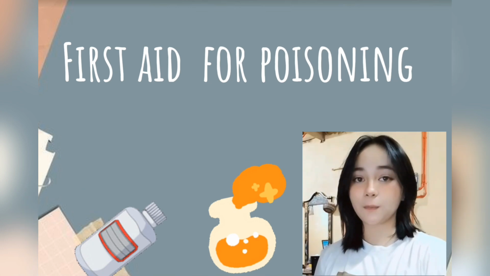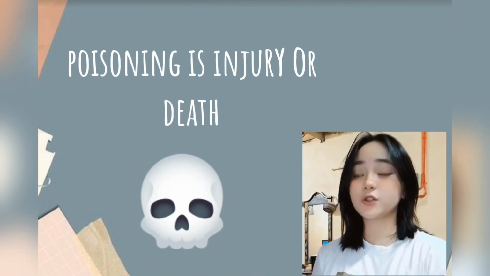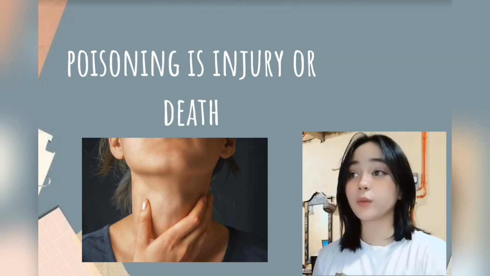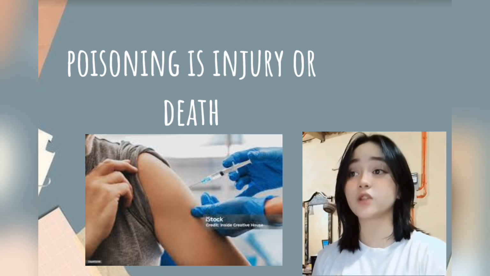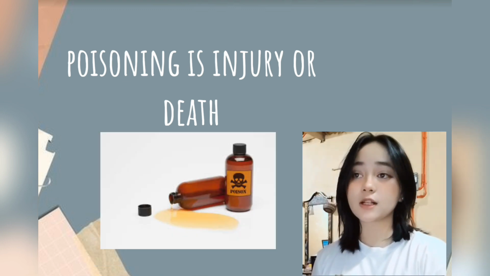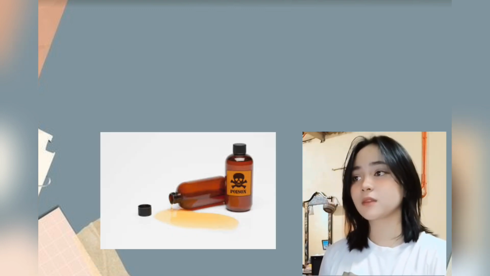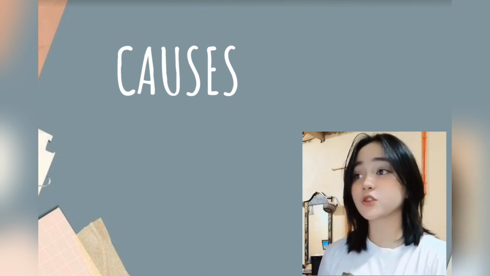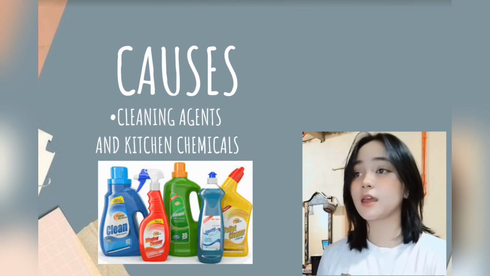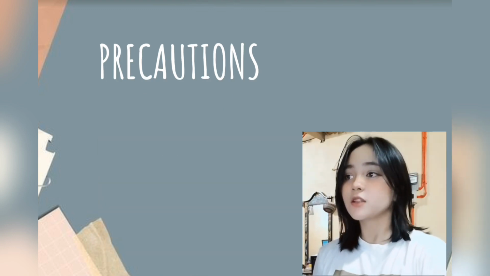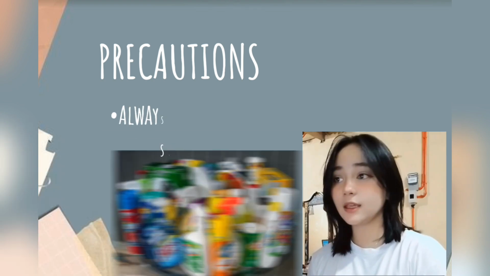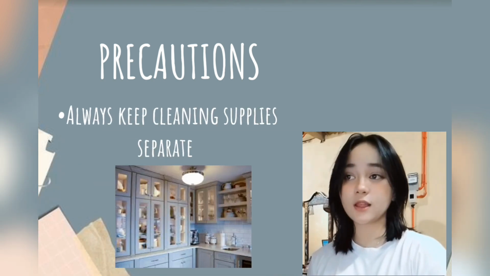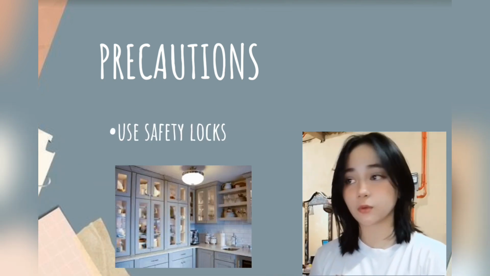The last one is poisoning. Poisoning is injury or death due to swallowing, inhaling, touching, or injecting various drugs, chemicals, venom, or gases. The cause of poisoning in the kitchen is cleaning agents and kitchen chemicals. To avoid this, always keep cleaning supplies separate and use safety locks on cabinet drawers.